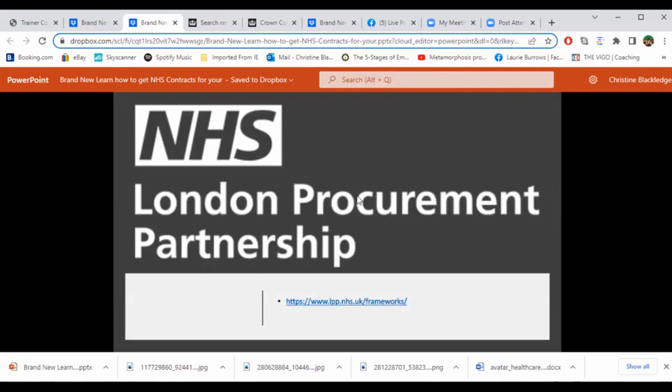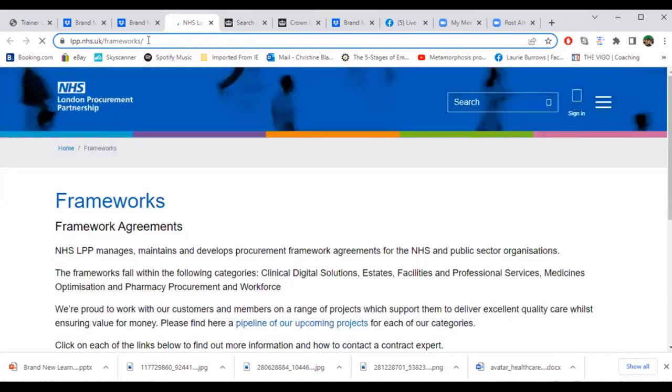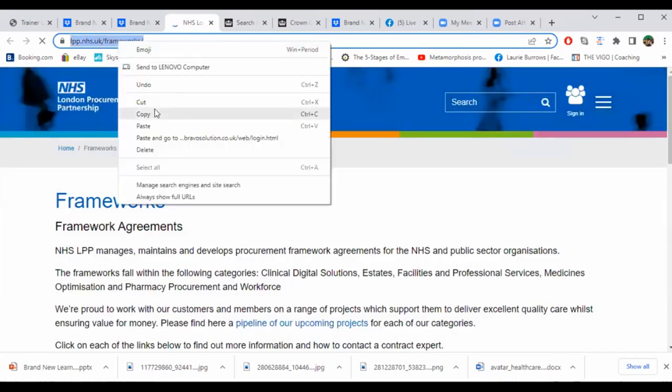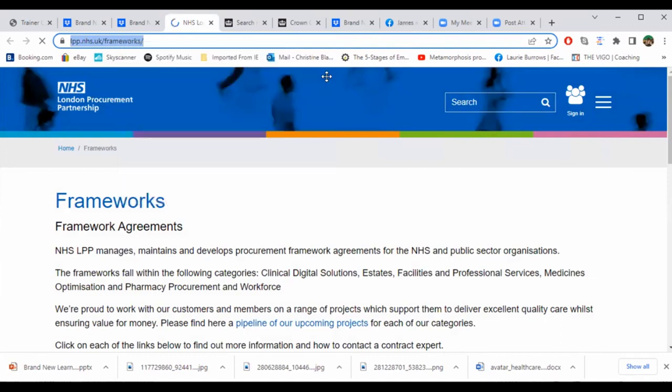There's also the London Procurement Partnership, known as LPP, NHS. This is a framework with them. And I'm just going to make sure you can still see my screen.